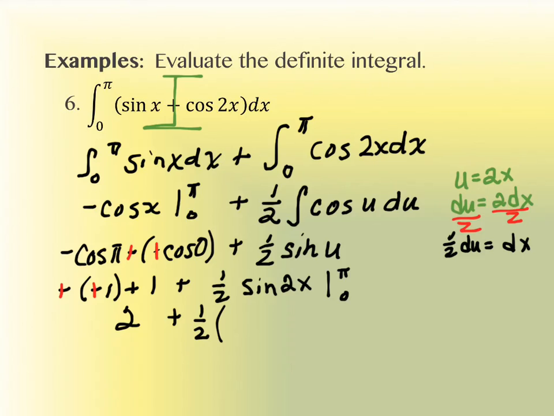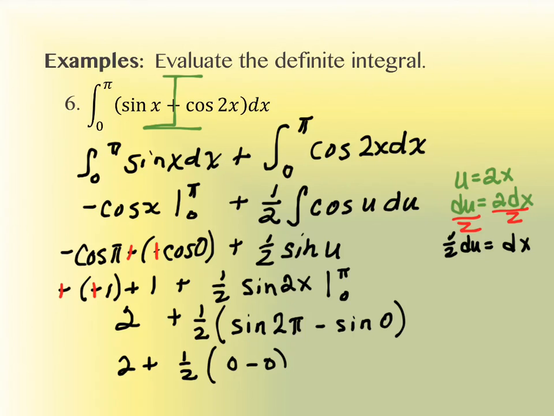The 1/2's okay. Let's plug the pi in for the x. This is sine of 2 pi minus the sine of 2 times 0, which is 0. Sine of 2 pi is 0. Sine of 0 is 0. All that work for nothing, literally. The number 0, right? All of this is 0. So I have 2 plus 0 for a grand total of 2. Any questions?